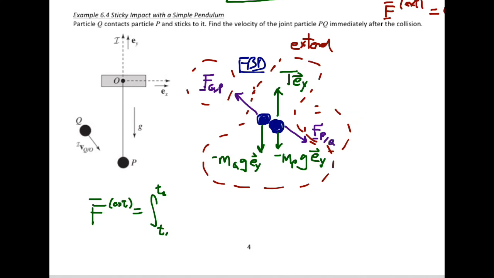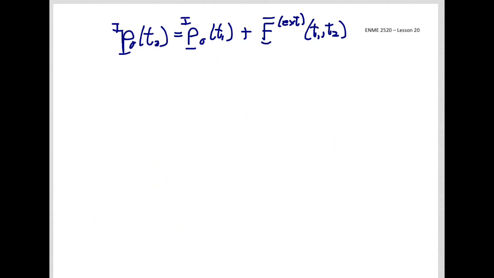And for our external forces, we have the tension T in the EY direction, and minus (MQ plus MP) G in the EY direction. So it's in the minus EY direction, the force due to gravity on both particles. We're going to take the integral over time from time 1 to time 2. Alright, so moving on, we just took care of our external impulse. Now we need to do the linear momentum at time 1 and the linear momentum at time 2.